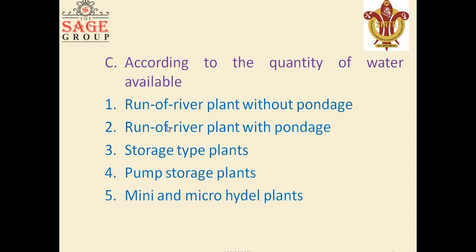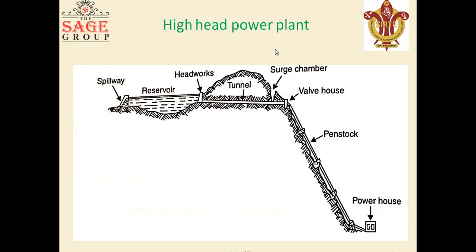And according to the quantity of water available, there are five types: run-of-river plant without pondage, next one with pondage, then storage type plant, then pump storage type plant, and mini and micro hydel power plants. So initially in this lecture we will discuss the high head, medium head and low head power plants. First, the high head power plant.